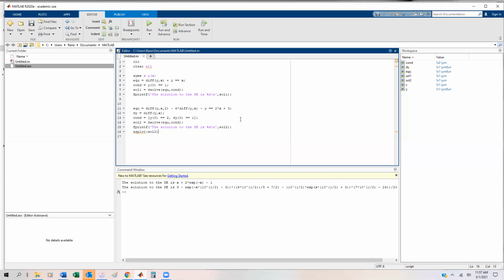Right. So that's going to conclude our look at how to utilize MATLAB to work with the Sims functions. And hopefully this can help you in your other classes, like your calculus and differential equations courses, to be able to check your solutions.